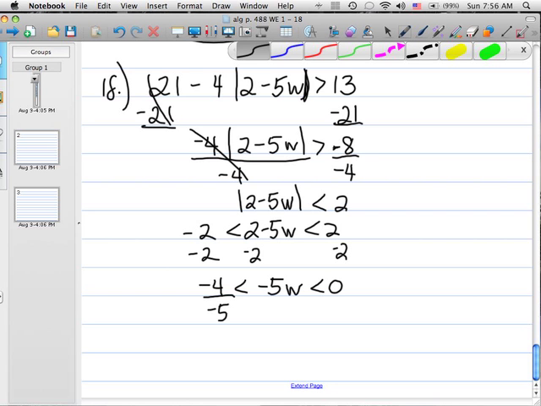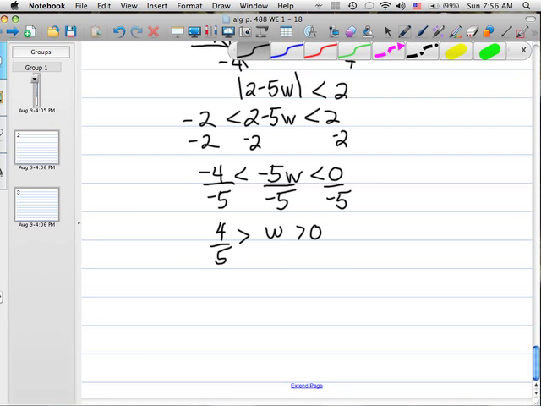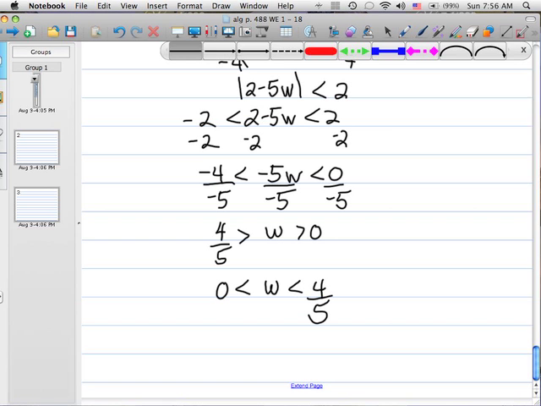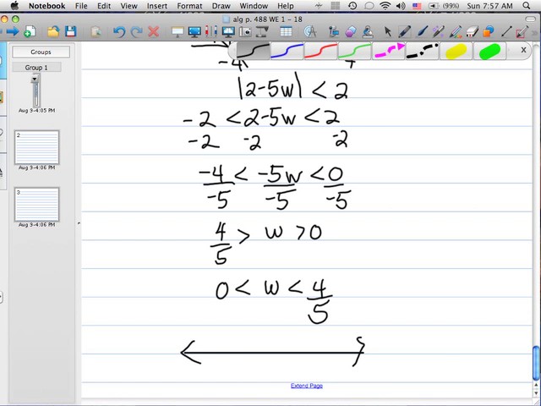Divide by negative 5, and we get 4/5, which turns the inequality, is greater than w is greater than 0. Okay, that's not in the correct order to graph, so we turn it around. 0 is less than w is less than 4/5. And then graphing it, it's going to be the Russian elbows. We have a point at 0 and a point at 4/5, which is close to 1. Open circles shaded in between.